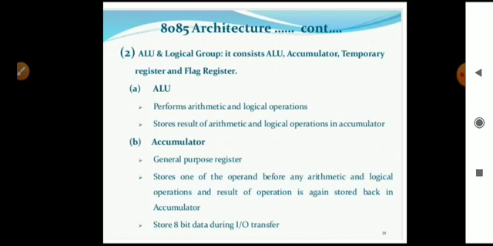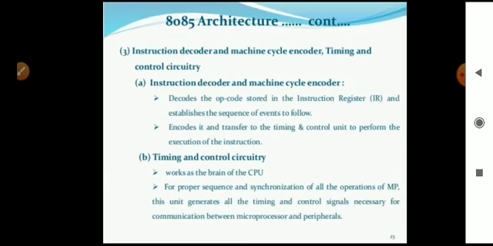So actually, whenever we perform any operation, one of the operands should be available in the accumulator. Okay, and for the other, you can choose any one of the general purpose registers. But finally, after performing any kind of arithmetic logical operation, the result is stored in the accumulator. Right? Next one, that is the instruction decoder and machine cycle encoder.